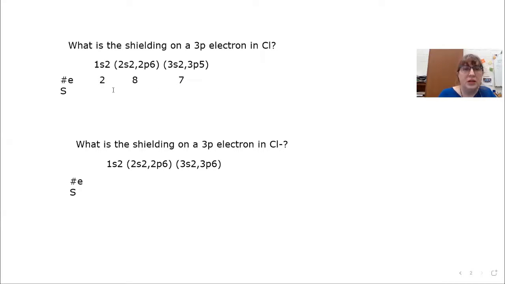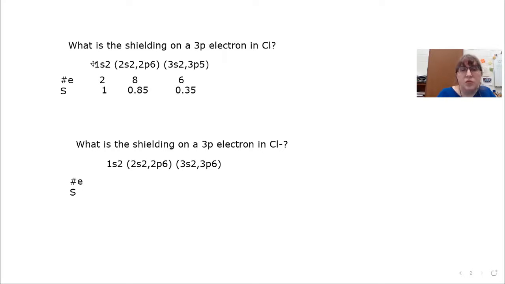Then we are going to determine how much shielding occurs from each of these. For the 1s, that is 2 energy levels down, so we get a full shield from that. 1 energy level down at the n equals 2, we get 0.85, and within the same type of orbital, we have 0.35. So that is the amount of shielding. Now, remember that we're not going to count all of the electrons in the 3s and the 3p, because the electron that we are looking at is not going to shield itself. So there are 6 shielding electrons.